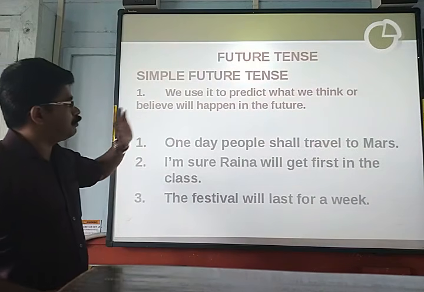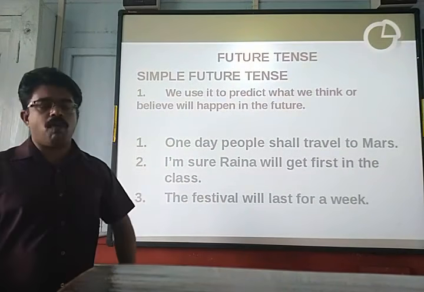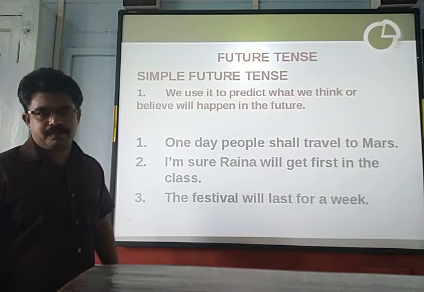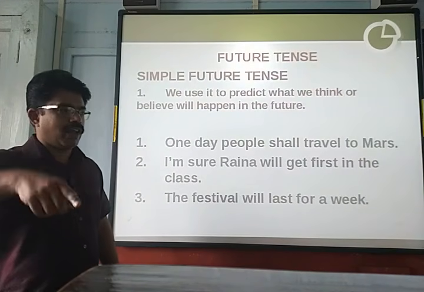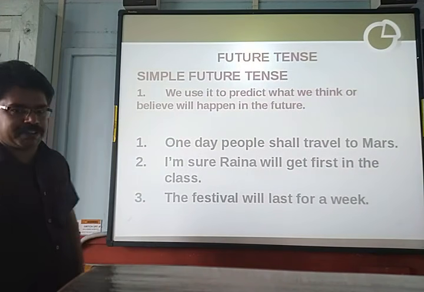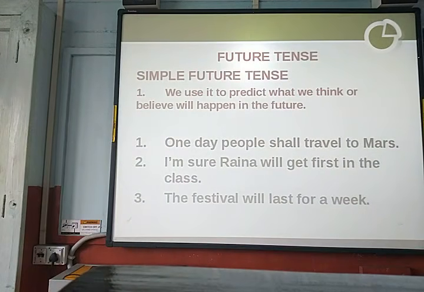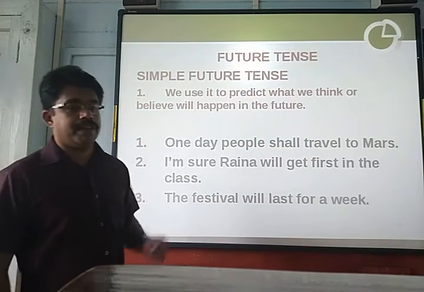Simple future tense. We use it to predict what we think or believe will happen in the future. What we think or believe, we have got a lot of thinking. We think a lot. We assume things. We make judgments and we say, I think it will happen. So many predictions we make. So let us see what are those predictions. So we use it to predict what we think or believe will happen in the future.